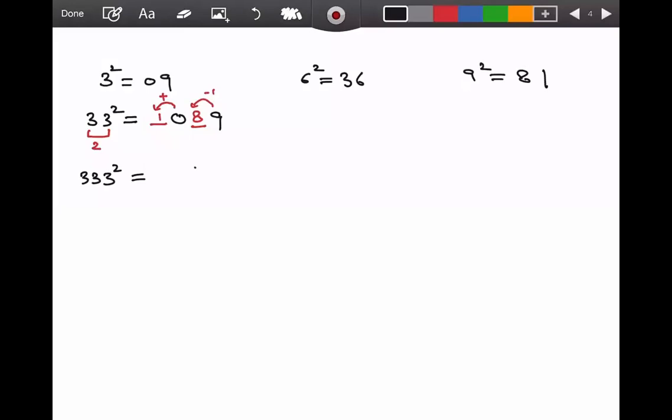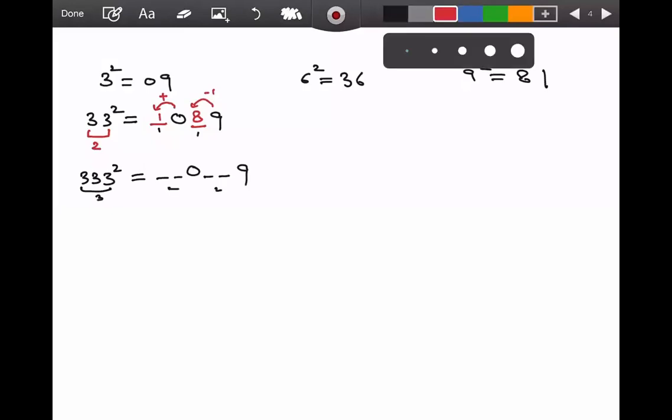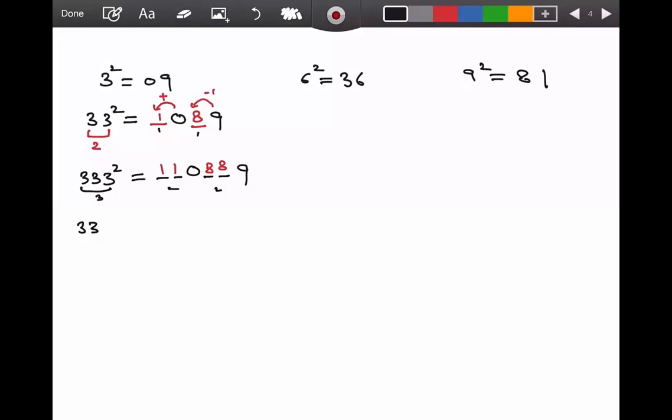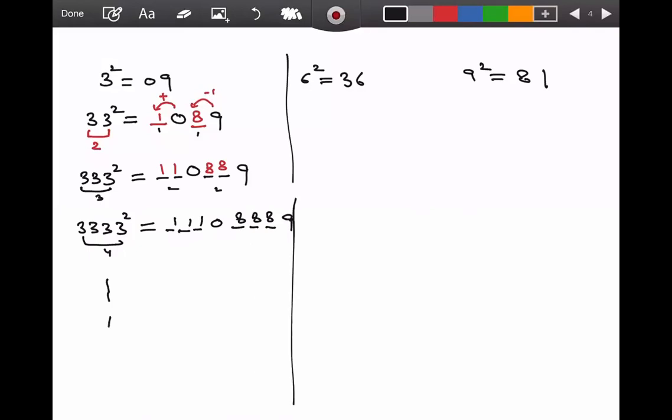333 square, we will have 0 and 9. We have 3 digits here, so we will put 2 blanks here. What is just before 9? 8. 8. What is just after 0? 1. And so on. Tell me what will be 3333 square. 1 1 1 0 8 8 8 9. We have 4 digits, so we'll put 3 blanks. 8 8 8 1 1 1 and so on. So this is a pattern.